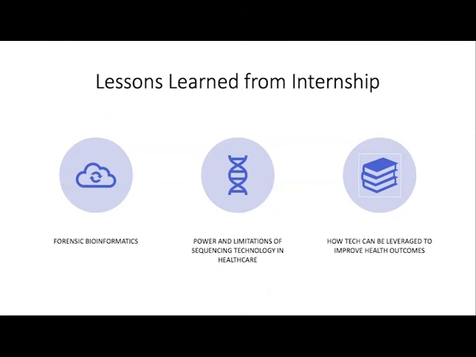I learned a good deal of what our group called forensic bioinformatics and the challenges in troubleshooting other people's code and these computational tools. From that, I learned the importance of documentation, documenting your own code, which I plan to carry into the future when I write my own code. I learned a lot about the application of computational tools to clinical and cancer genomics, and about the power and limitations of sequencing data, and how both computational tools and advances in sequencing technology can be used to improve health outcomes.